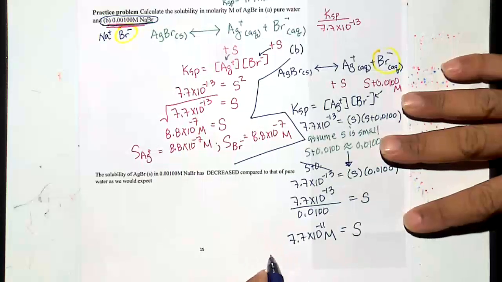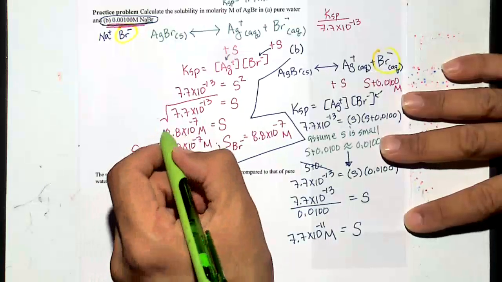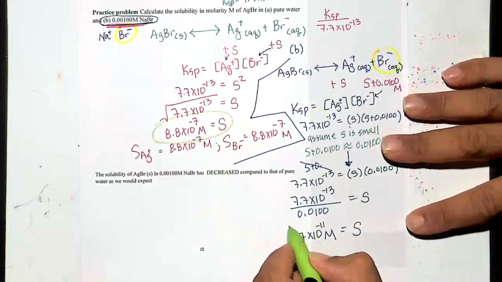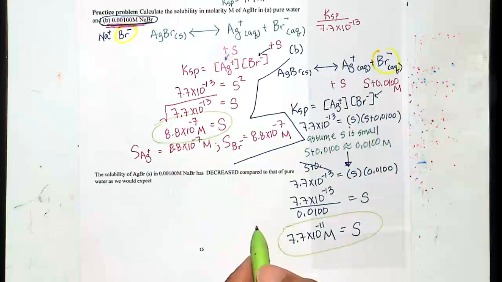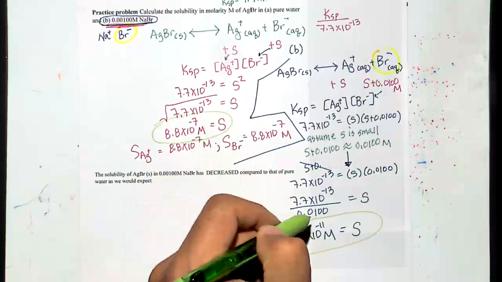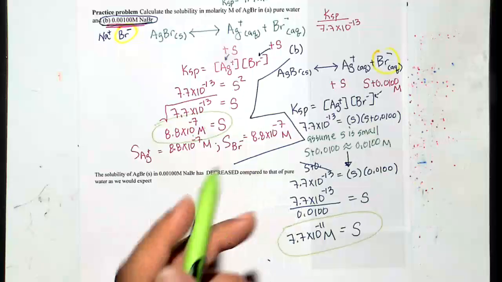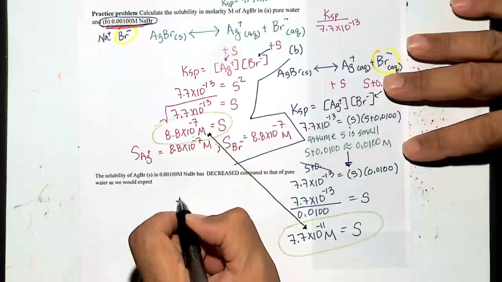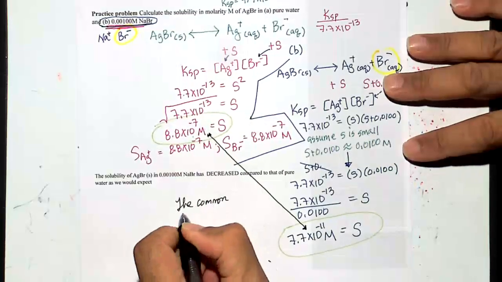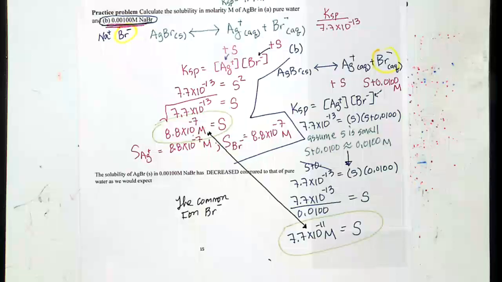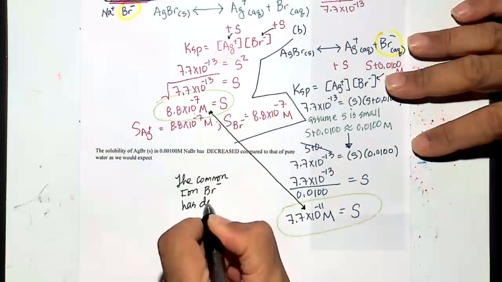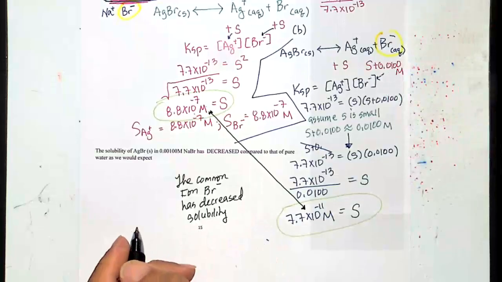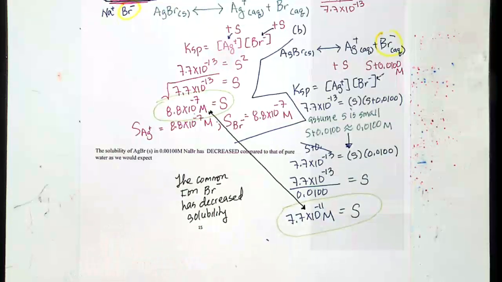All right, let's compare the solubilities here. In pure water, 8.8 times 10 to the minus 7. In the presence of the common ion, 7.7 times 10 to the minus 11. Yes, the common ion will decrease solubility. It has decreased from 10 to the minus 7 to 10 to the minus 11. The common ion, in this case Br minus, has decreased solubility. Suppression of ionization, decreasing solubility. This is what the common ion does.